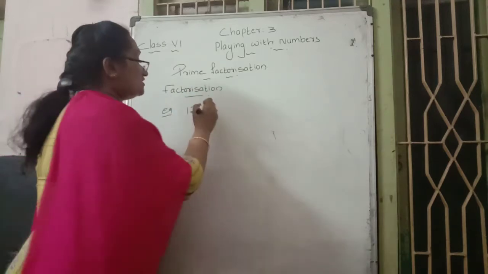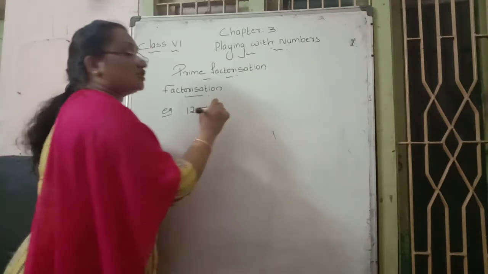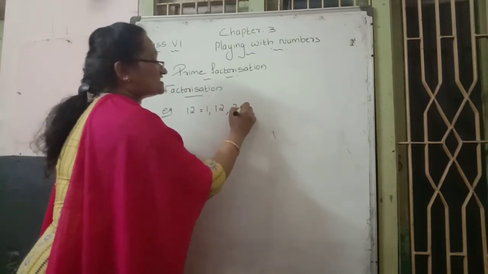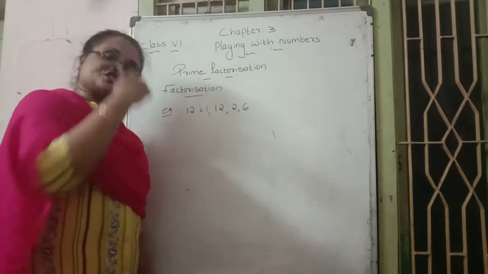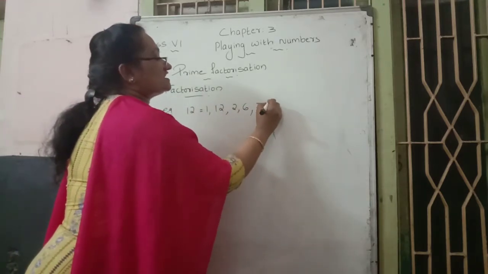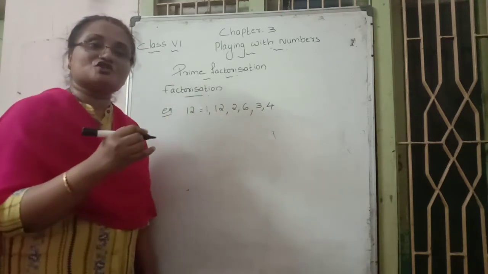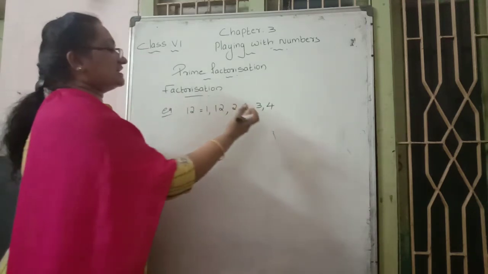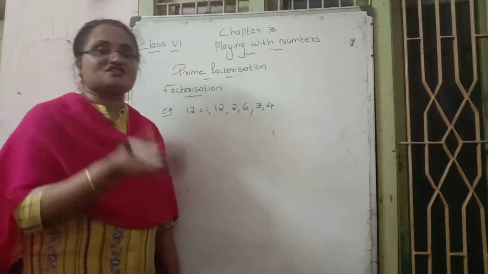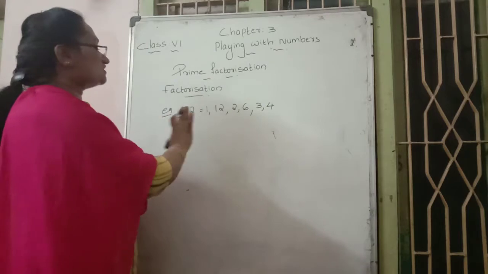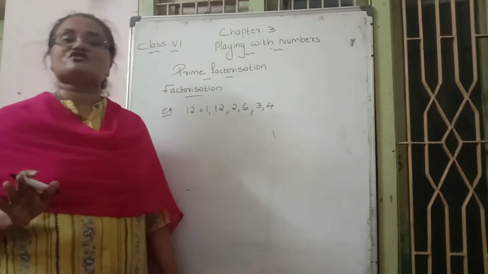The 1 table has 12, the 12 table has 12, the 2 table has 12, 2 into 6 becomes 12, the 6 table also, 6 twos are 12. The 3 table has 12, 3 into 4 becomes 12, and in reverse 4 threes are 12. Here the 5 table, 7 table, 8 table, 9 table, 10 table do not have it. These are the factors of 12.